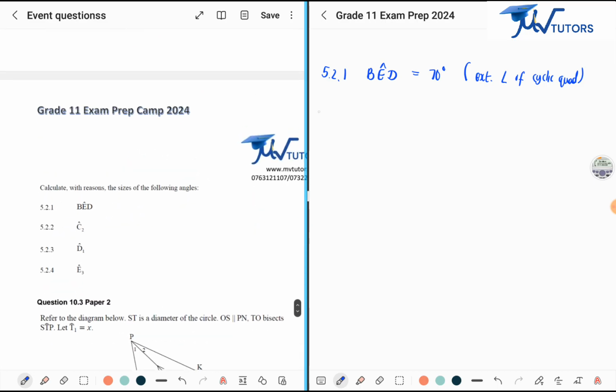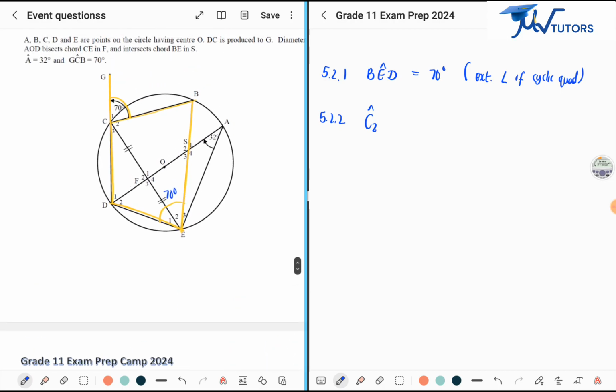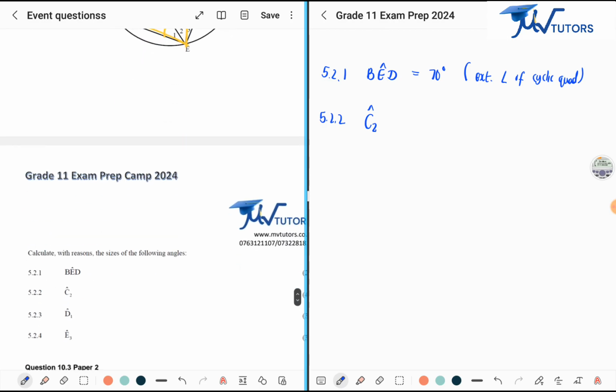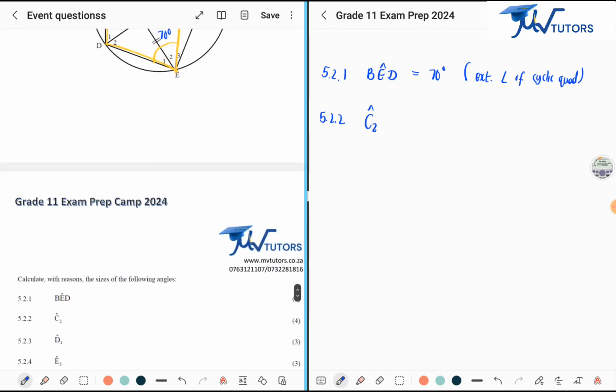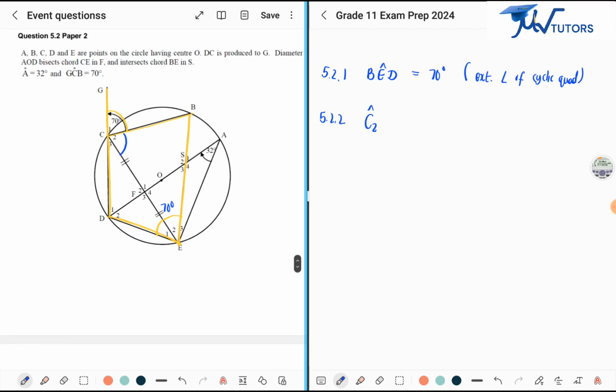Now we're looking for, so 5.2.2, we're looking for C2. All right, now let's go have a look where C2 is. So this is where C2 is. All right. Yeah, and also the mark allocation will guide you. So we have 4 marks over there. So we're going to do some bit of work. So what we do know is that C1 is 70 degrees. C2 is what we're looking for.